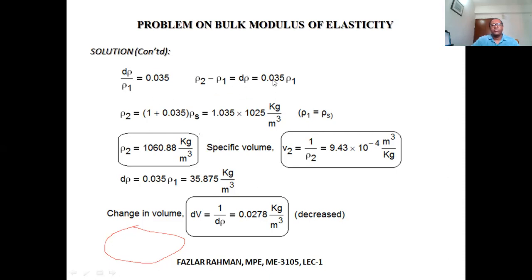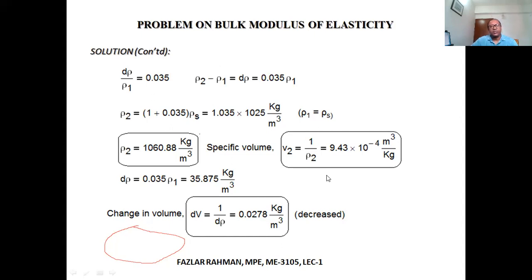Then your d rho equal to 0.035 rho 1, and d rho equal to rho 2 minus rho 1. Then you figure out rho 2. Rho 2 equal to this one plus rho 1. So I just simplify: 1 plus 0.035 into rho s. Rho s means density at the top surface. So you multiply that by 1025, then this is rho 2. Then they like to know the specific volume. Specific volume is the inverse of density. So V2 equal to 1 by rho.